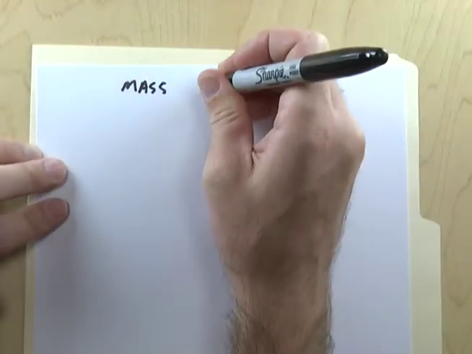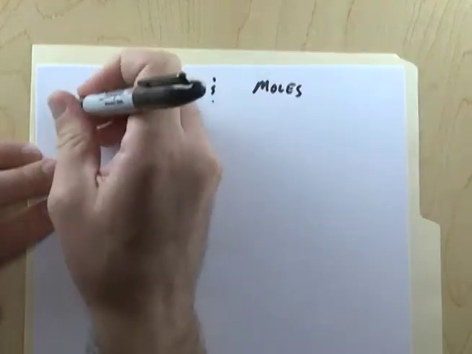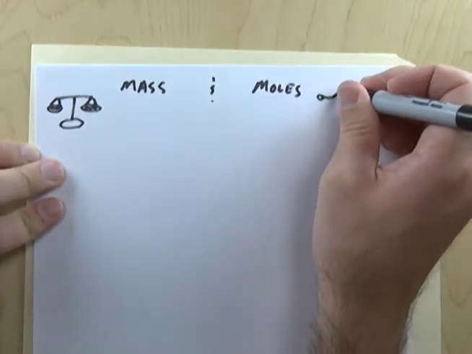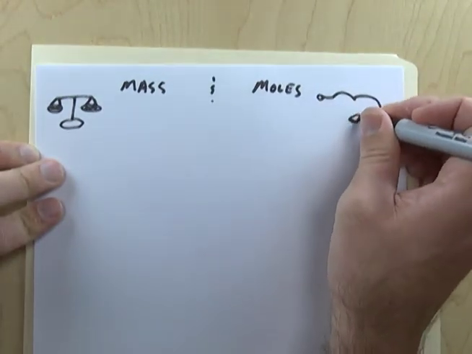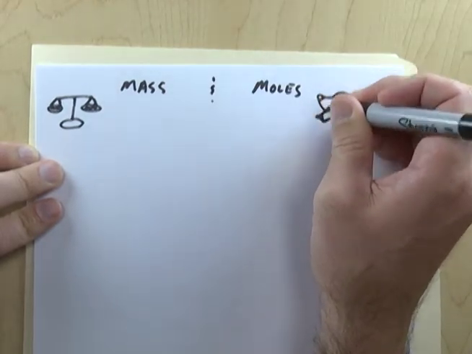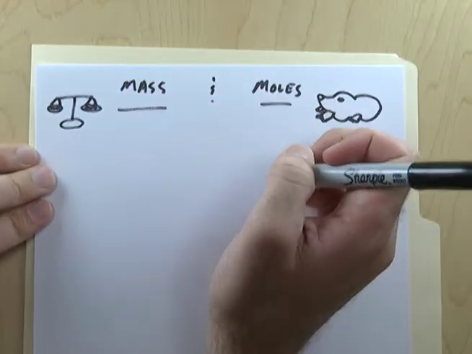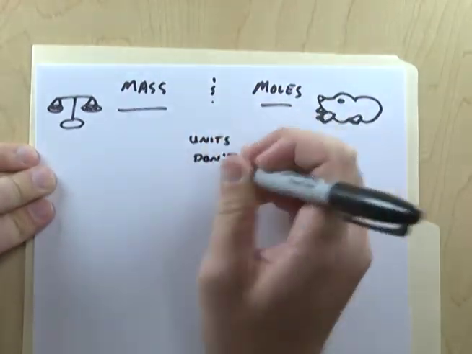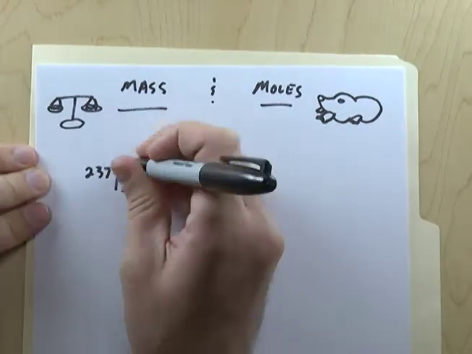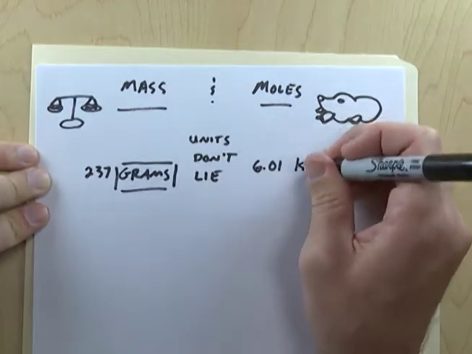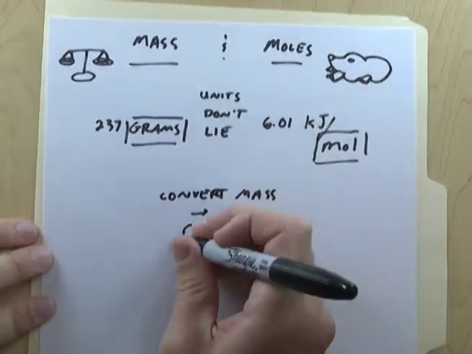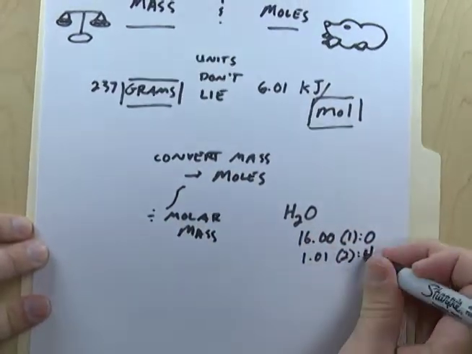Sidebar here. Remember that in chemistry we use two different sets of units to represent substance, mass and moles. In any problem where the amount of substance is significant, it's of critical importance that we determine which amount to use in our calculation. When trying to determine whether or not you should use mass or moles, I like to refer to the old adage, units don't lie. Check your units. Make sure that the amount of units for each number are in agreement. For instance, 237 is measured in grams, but 6.01 is kilojoules per mole. Thus, we need to convert one of our units before multiplying these numbers.